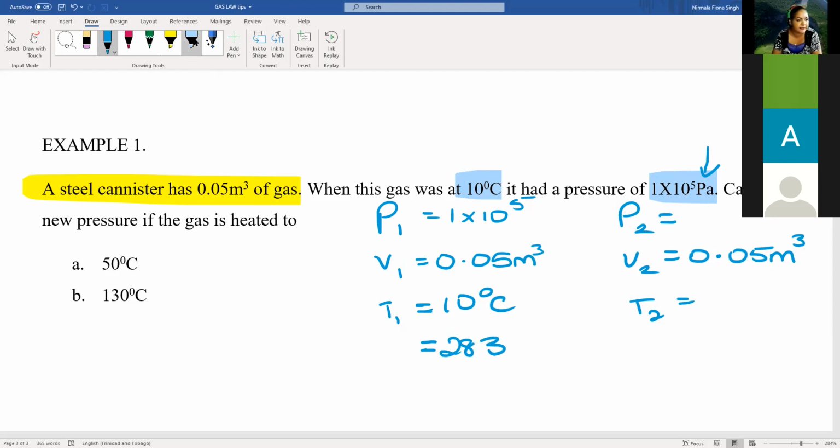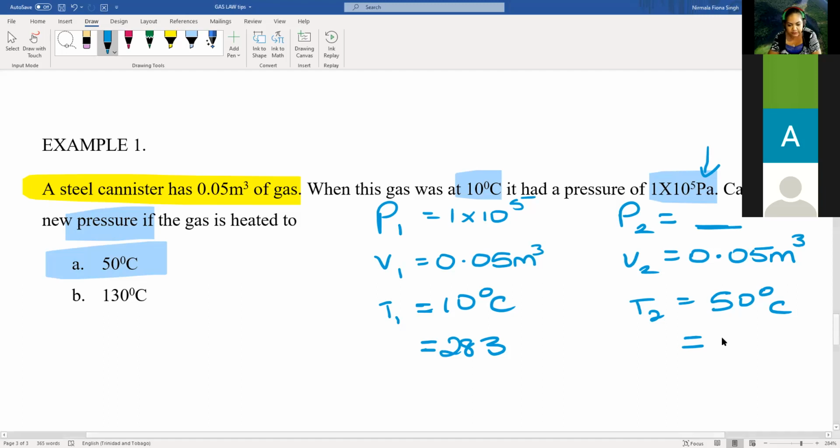Let's read the rest. All right, calculate the new pressure. So what we want to work out is P. In part A, our new temperature is 50 degrees Celsius. We convert it to Kelvin one time, and that's going to give us 323.